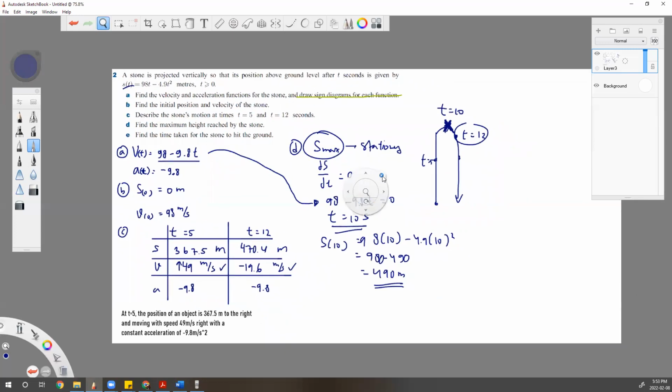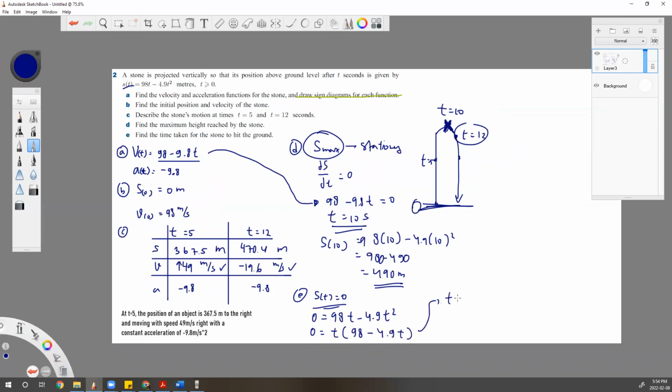Okay. E, find the time taken for the stone to hit the ground. So the time taken for the stone to hit the ground is when s equals 0, right? When the position is 0, back to the ground. So 0 equals 98t minus 4.9t squared. Right? This is a regular quadratic. So first, when t equals 0, or the second, when 98 minus 4.9t equals 0, the t is 20 then. Okay, just use the algebra.